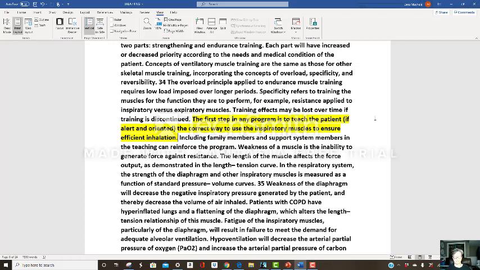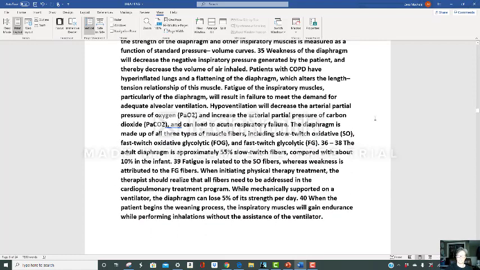Weakness of the diaphragm will decrease the negative inspiratory pressure generated by the patient, and thereby decrease the volume of air inhaled. Patients with COPD have hyperinflated lungs and a flattening of the diaphragm, which alters the length-tension relationship of this muscle. Fatigue of the inspiratory muscles, particularly of the diaphragm, will result in failure to meet the demand for adequate alveolar ventilation. Hypoventilation will decrease the arterial partial pressure of oxygen, PaO2, and increase the arterial partial pressure of carbon dioxide, PaCO2, and can lead to acute respiratory failure.